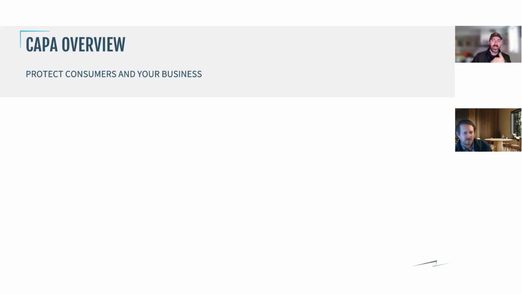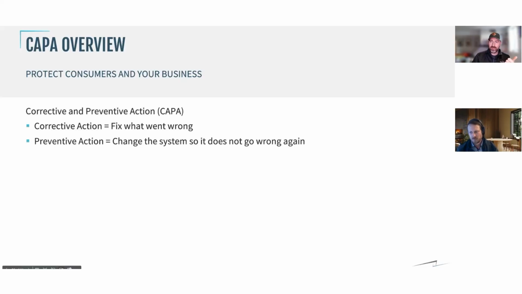Corrective and Preventive Action, or CAPA, is how an organization learns from problems and prevents them from happening in the future, right? So in its simplest terms, it breaks down into our corrective action: we're going to fix what went wrong, and our preventive action: we're going to change the system so it doesn't go wrong again.